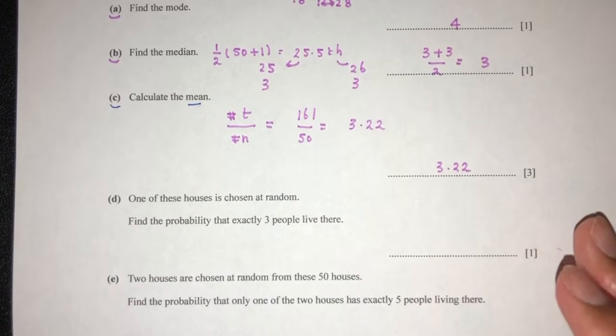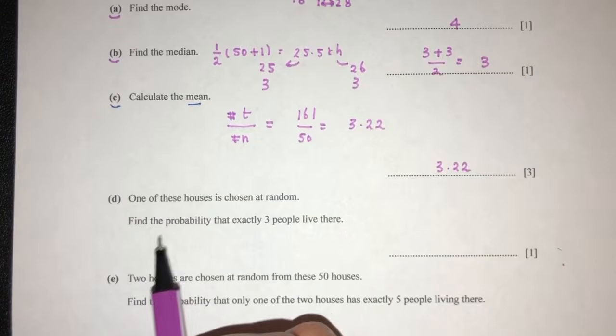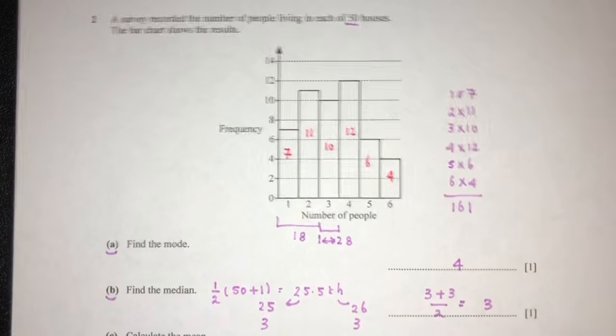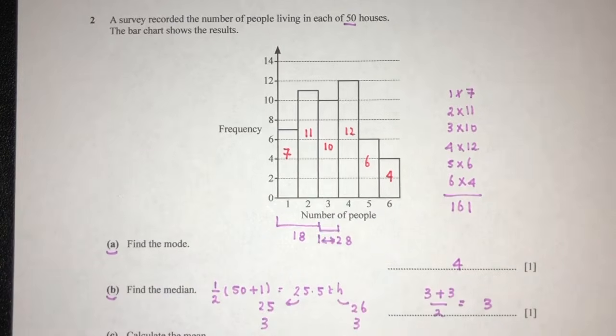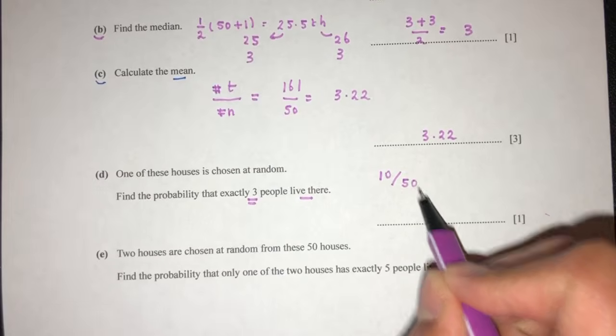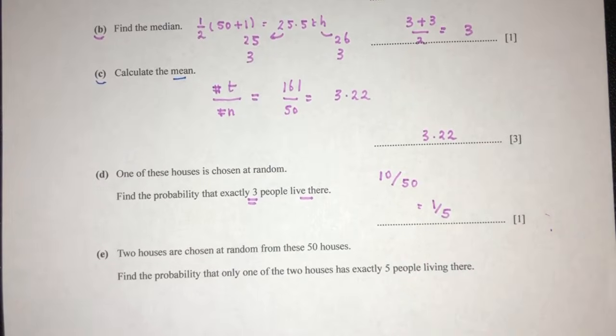Now for part D, one of these houses is chosen at random. Find the chance that exactly 3 people live in the house. Pretty easy. For 3 people, you can see we have 10 houses, so that will be 10 over 50 houses in total. That will be 1 over 5. That is your answer for part 1.